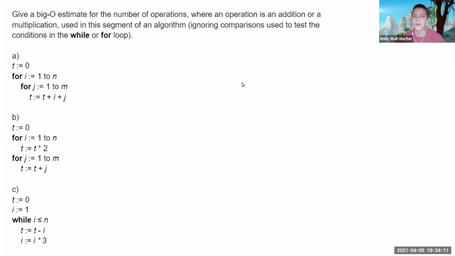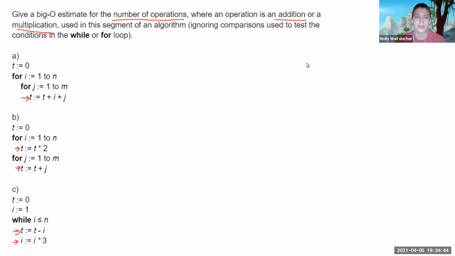Okay, so this problem is about giving a big O estimate for these algorithms. And the directions specifically talk about the number of operations where an operation is an addition or a multiplication. What they mean, and there's a bunch of other words about not caring about comparisons in the for loop, is look at these lines where we're doing stuff. This is what we're trying to measure. We're going to use big O to say how many times we run these lines.